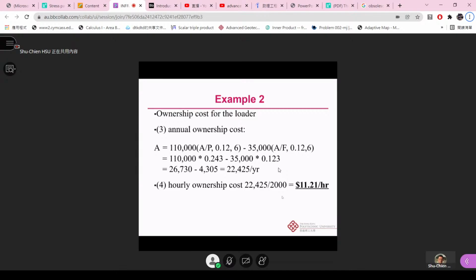So we convert this F directly to A. All right. So then we can get this 22,425 per year. This is the annual cost. And we have the hourly ownership cost like this. We further divide by 2,000. So we have $11.21 per hour.